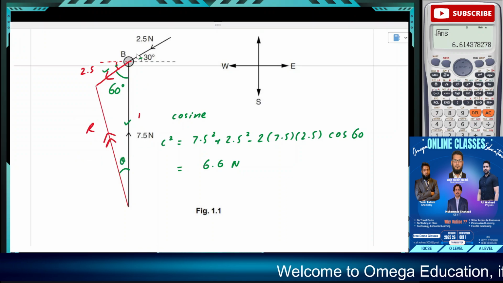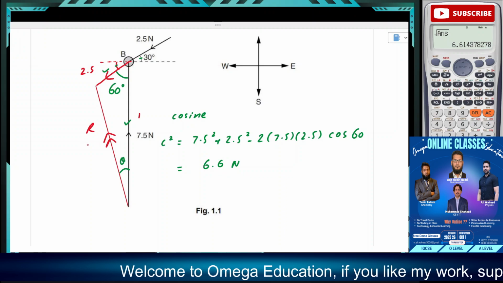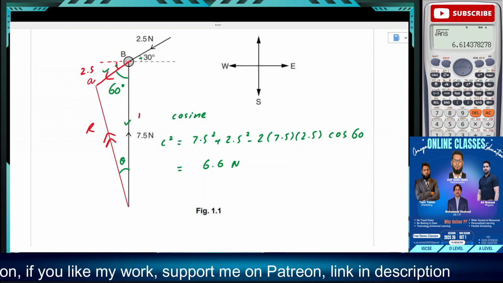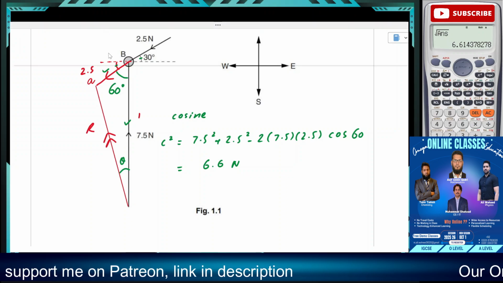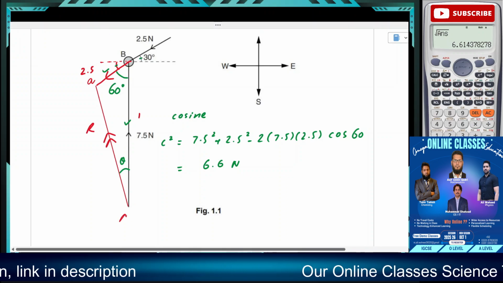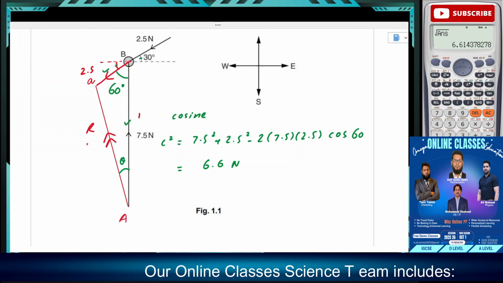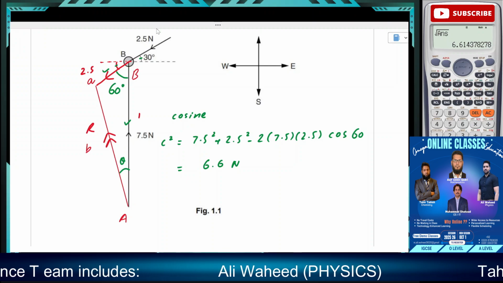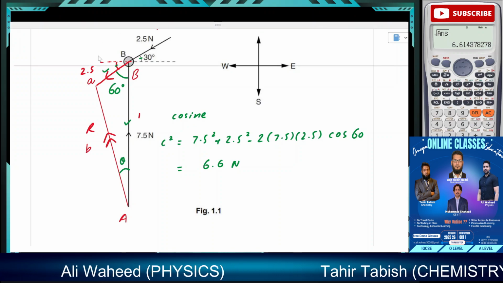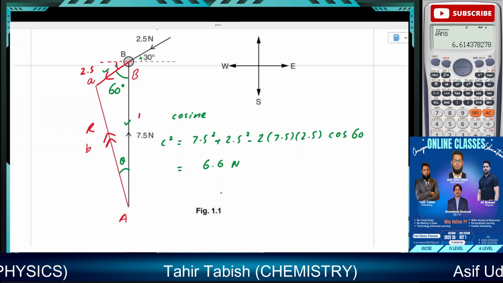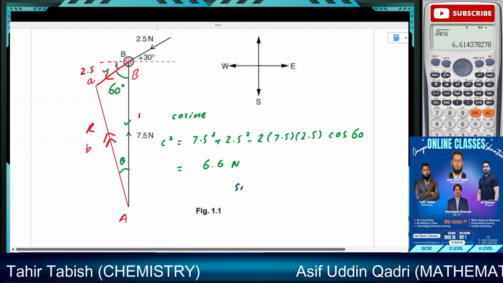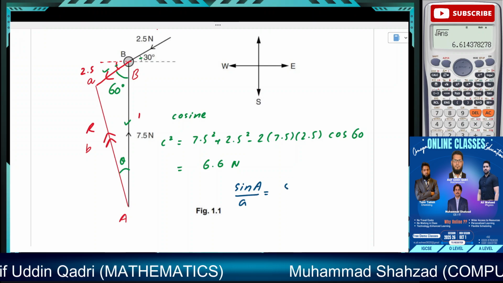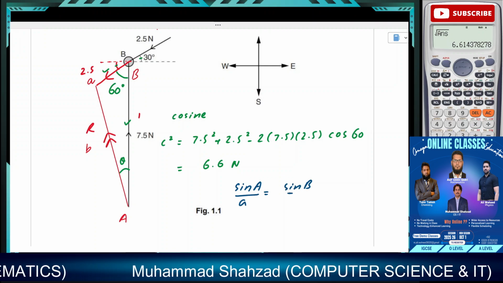So you can use the sine rule. Let's call this one A. The angle opposite to this one would be capital A. It needs to be found out. This one you can call B. The angle opposite to this one would be capital B. So let us use the rule now. Sine A over A equals sine B over B.